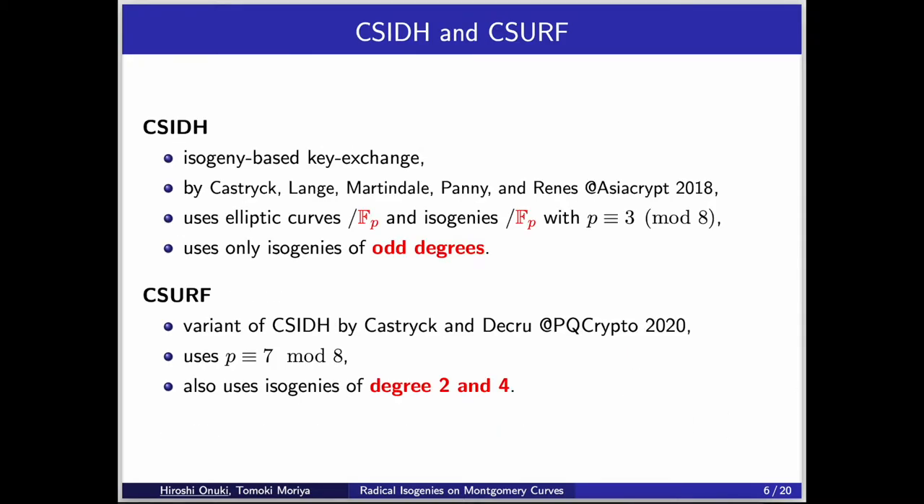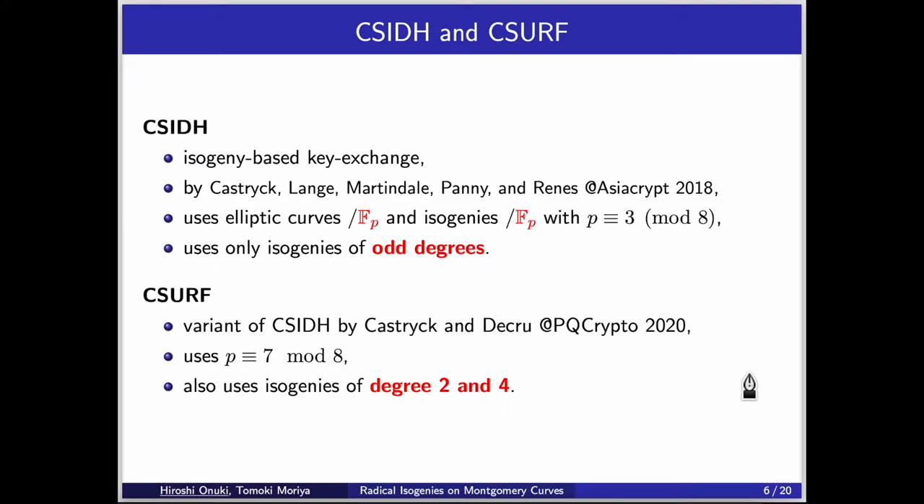I introduce two isogeny-based protocols, CSIDH and CSURF. CSIDH is a Diffie-Hellman type key exchange protocol which was proposed by Castryck, Lange, Martindale, Panny, and Renes at Asiacrypt 2018. I don't explain the details of CSIDH. The important things for my talk are that CSIDH uses Montgomery curves and isogenies defined over a prime field F_p, where p is a prime congruent to 3 mod 8. And CSIDH uses only isogenies of odd degrees.